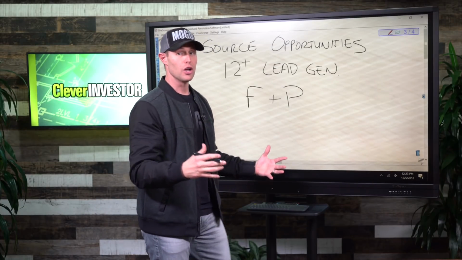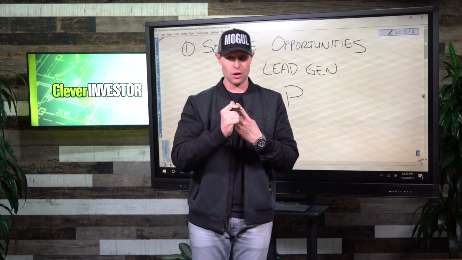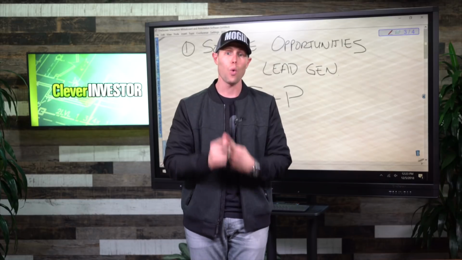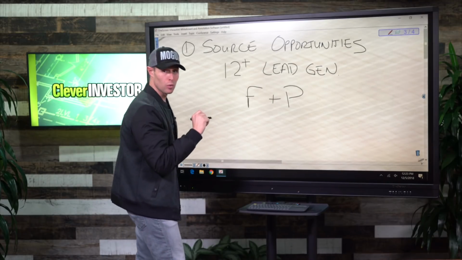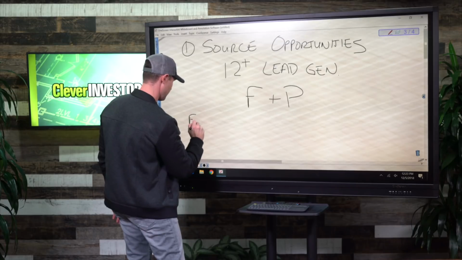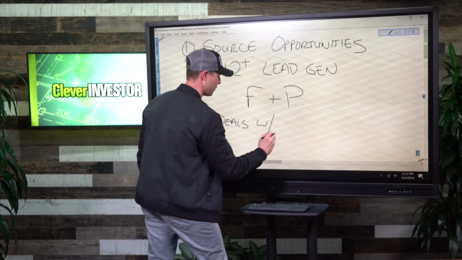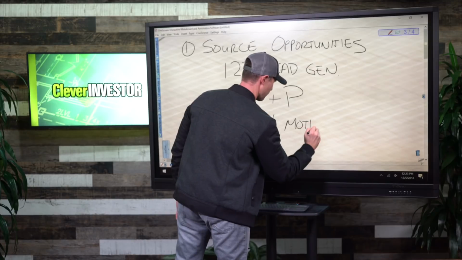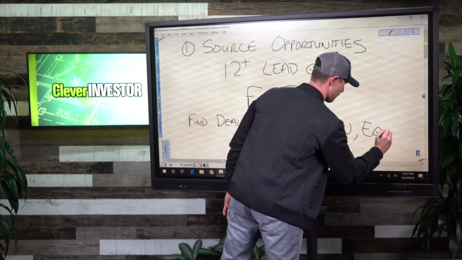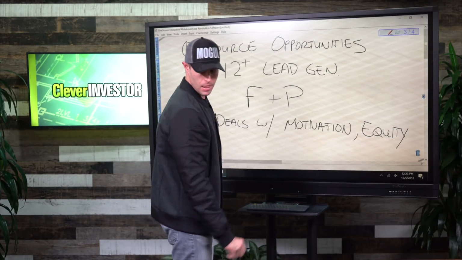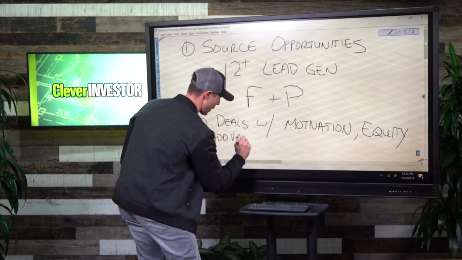But in order to make this work, you have to have a lot of leads coming into your business, right? And so you want to understand lead generation. And in order to do lead generation, you have to understand what kind of leads you're looking for. So first off, if you want to do a wholesale deal, you have to find deals with motivation, equity, what else? Where you can potentially add value to the property.